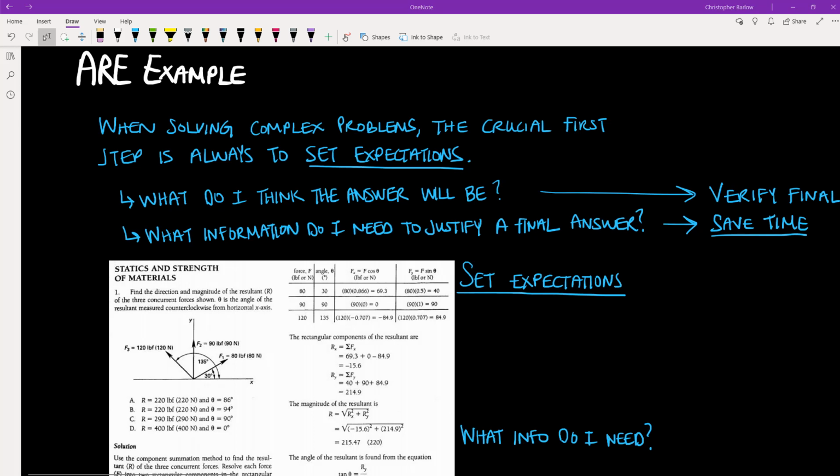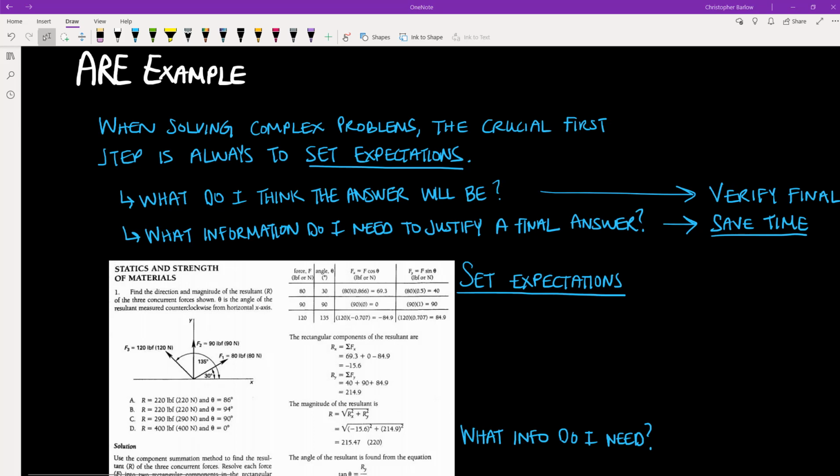So first, when solving seemingly complex problems, the crucial first step is always to set expectations. So what do you think the answer will be? And this is crucial because it will allow you to verify your final answer, as well as guide you as you take steps toward that final answer. And also you need to think about what information do you need to justify a final answer. And you may find that the information that you need to justify your answer is actually very little.